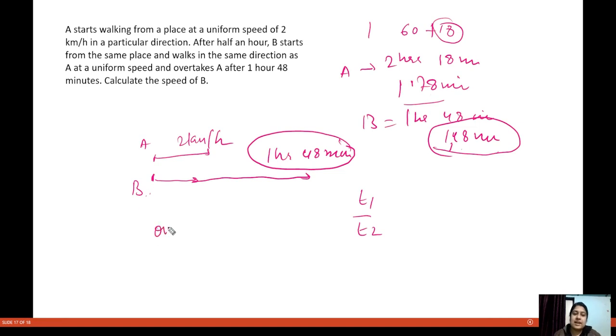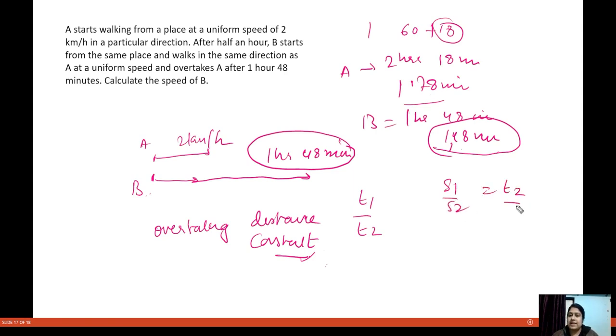Now, when they are overtaking each other, what is constant here? Distance is constant here. So when distance is constant, that means you have the ratio S1 by S2 is equal to T2 by T1. So that means SA by SB is equal to TB by TA.